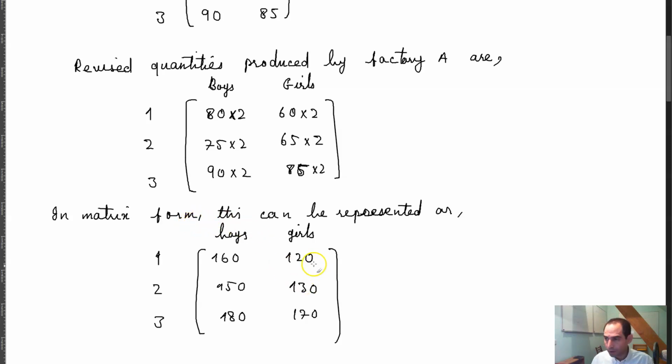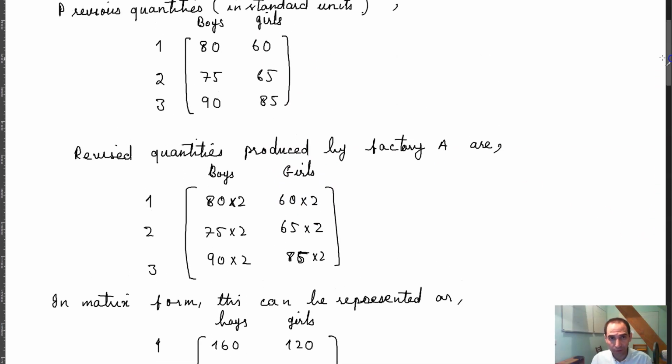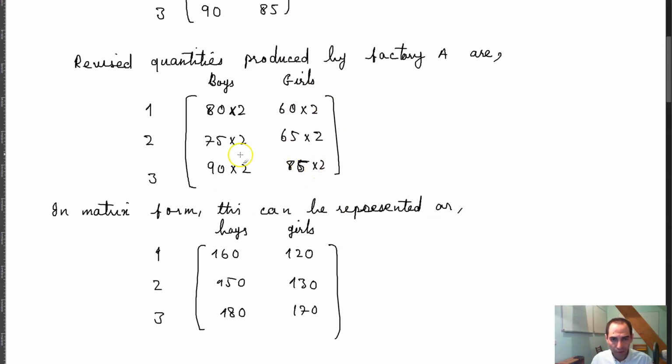Now we observe that the new matrix is obtained by multiplying each element of the previous matrix. So each element of the previous matrix is multiplied by 2, and as a result we get a matrix that has the same number of rows, the same number of columns, only that each element has been doubled, of course, in this particular case.